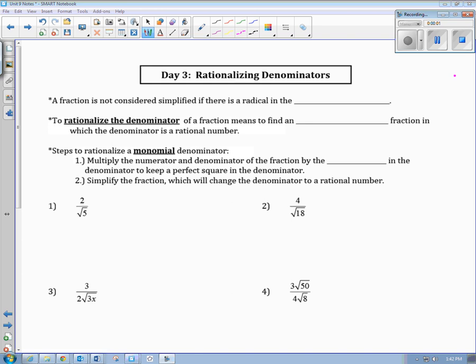For the third day on our unit with radicals, we are going to talk about rationalizing denominators. One of the things that you want to make sure that you're always looking for is whether or not there's a radical in the denominator of your fraction. If a fraction has a radical in the denominator, it is not considered to be simplified. So it's not simplified if there is a radical in the denominator.